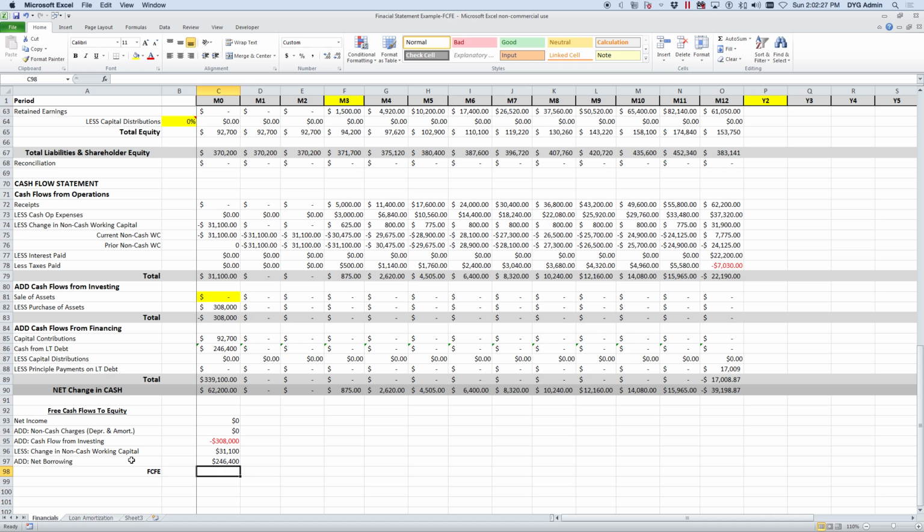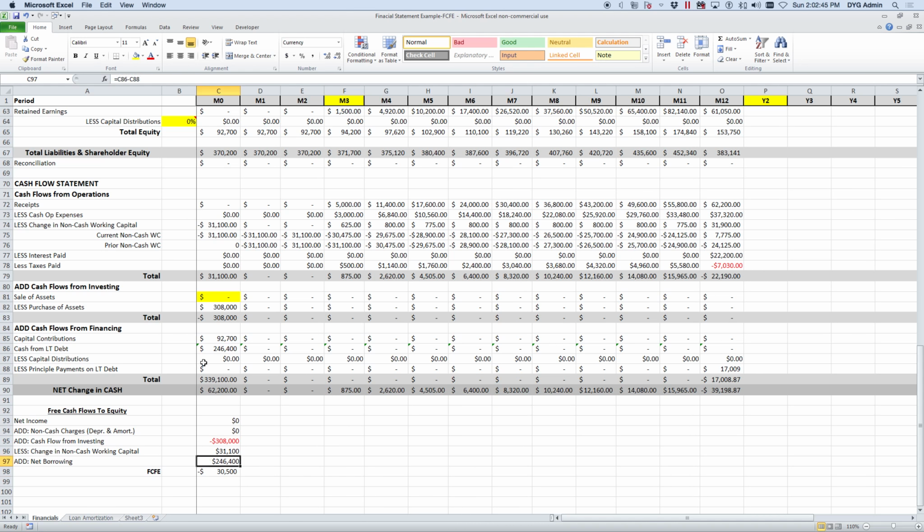So now, because I've put the signs in front of everything, right? No negative sign in front of any of these, but I put the negative in front of this. We can get to free cash flows by simply going equals the sum of all these values. Okay.